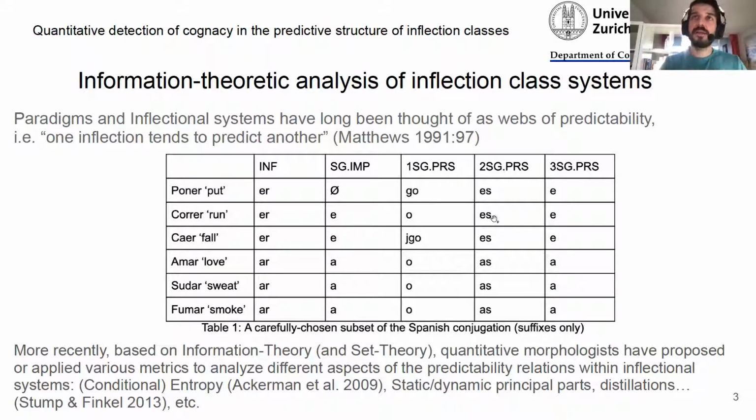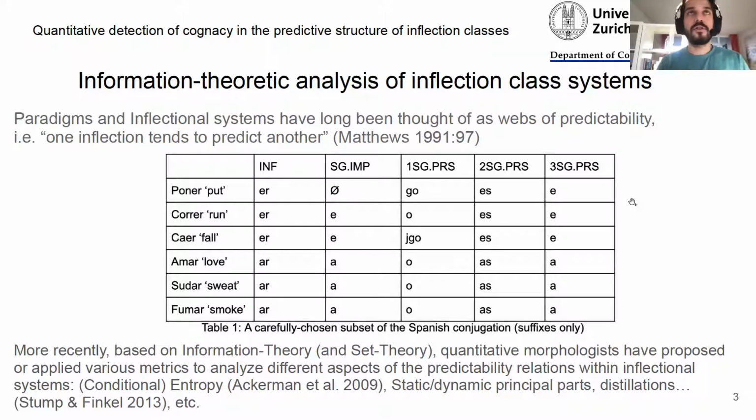And this works a lot of the time. Sometimes it does not work, like s can no longer predict very well what will be the first singular suffix. These are the type of predictive relations that have kept morphologists busy for a long time. And in the last years, they have been studied more and more from the perspective of information theory. Measures from these domains have started to be applied to the analysis of predictability relations within the paradigms. Measures like conditional entropy or static or dynamic principal parts or distillations.